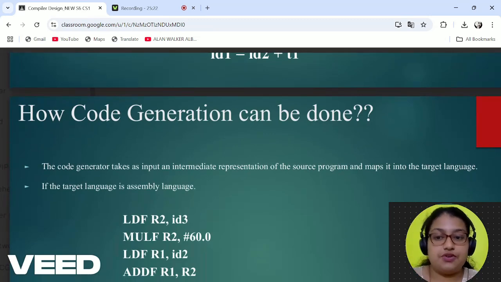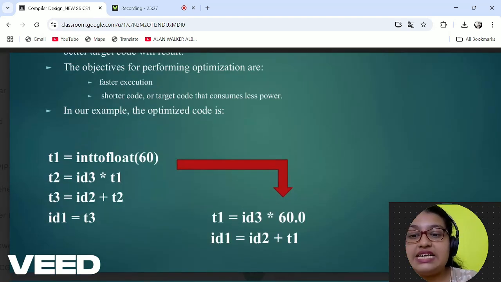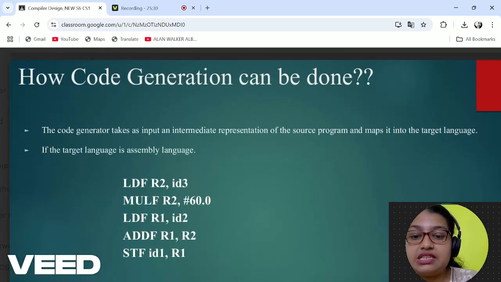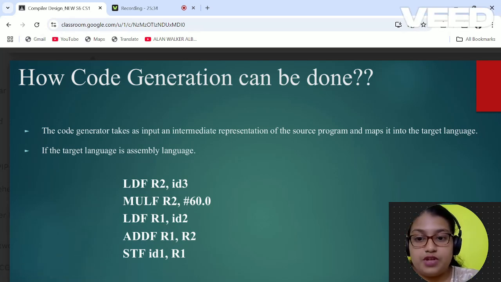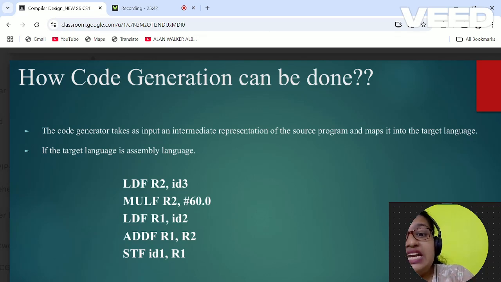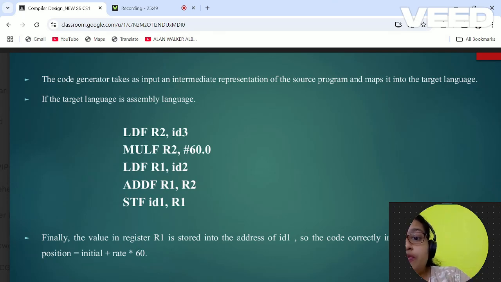What do I have to do? I have a register r2, and I have to load this id3. I'm loading id3 into register 2. Then I want to multiply whatever is there in r2. id3 is there in register 2. Along with that, I want to multiply this 60. It's a constant, right? So I multiply r2 with 60. That is done. Now whatever I have in r2, I'm keeping it aside.